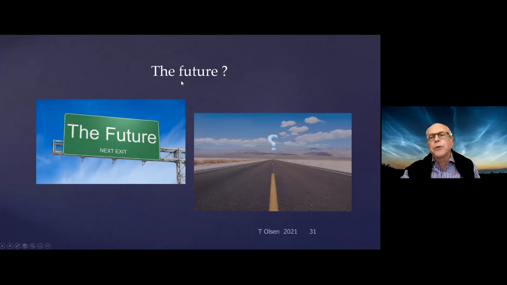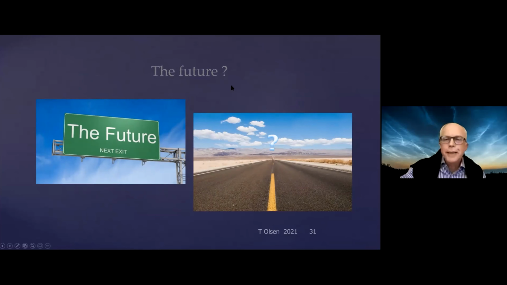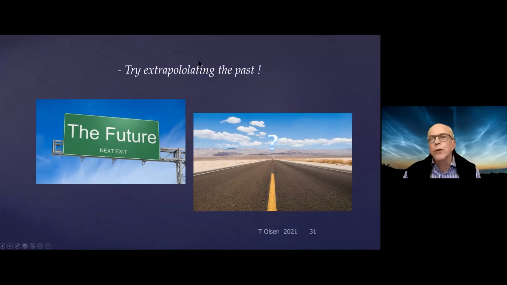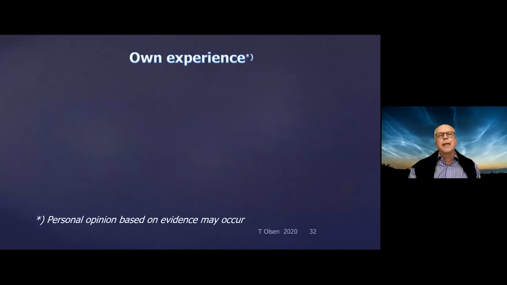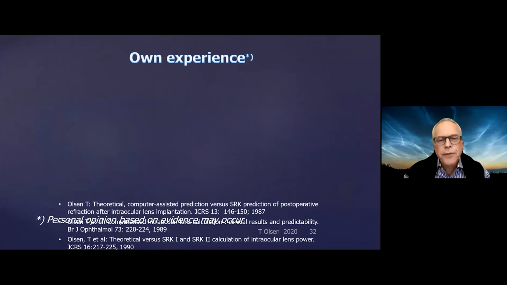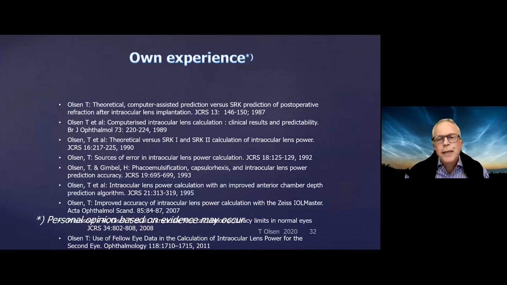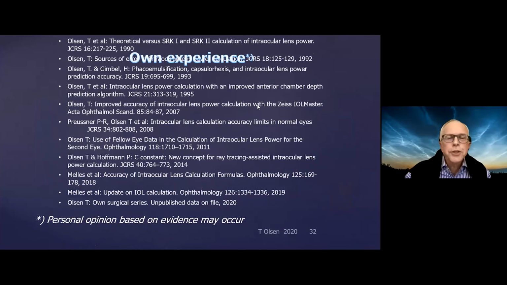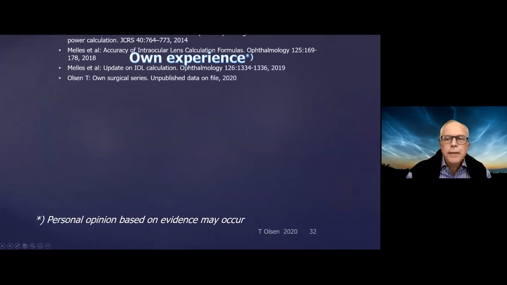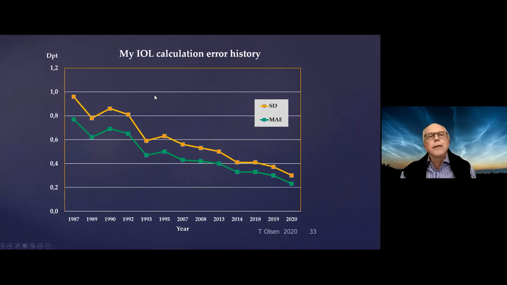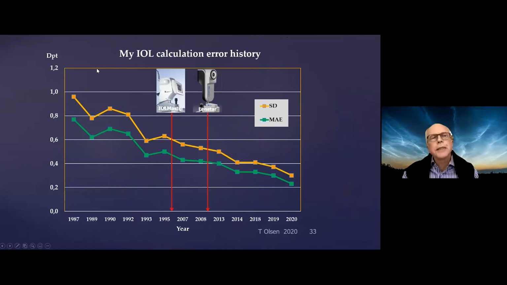So what about the future? This is very interesting. I don't know about it, but one thing we could do is try extrapolating. I do have some experience. I've been in this field for more than 30 years, and I looked through all the publications that I have made. To get the error in each publication, here you can see the error as a standard deviation or the mean absolute error. It has dropped quite significantly since we started back in the 80s and 90s.